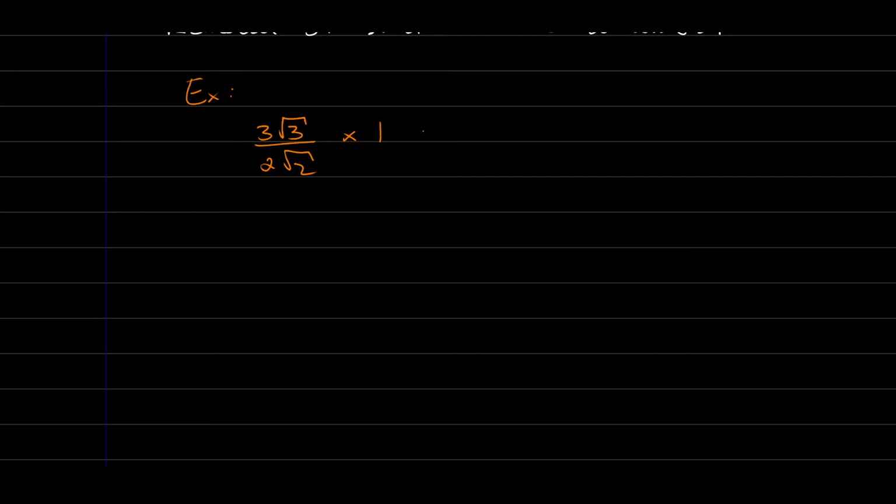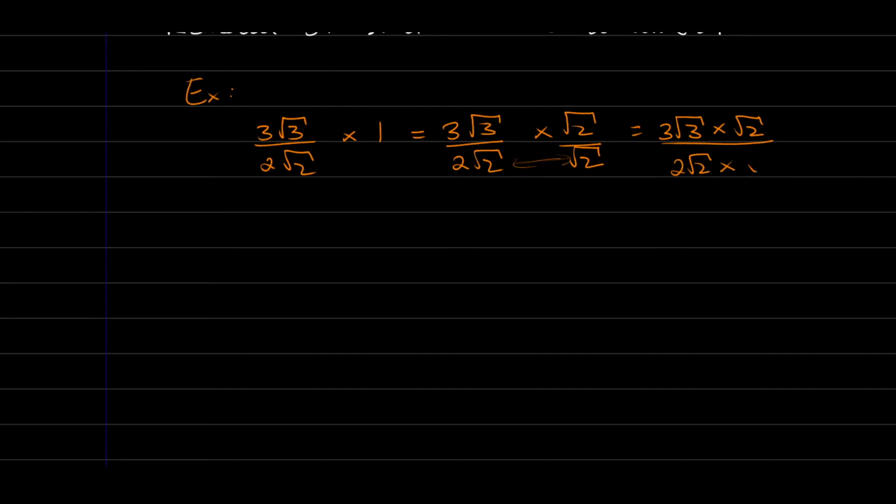So let's see what we have here. With 3 root of 3 divided by 2 root of 2, I can simply multiply by root of 2 over root of 2. Root of 2 over root of 2 is 1. I'm multiplying by the root of 2 because if I multiply by the root of 2 on the bottom, these two will multiply by each other and I will get 2. So on the top I get 3 root of 3 times root of 2, divided by 2 root of 2 times root of 2.